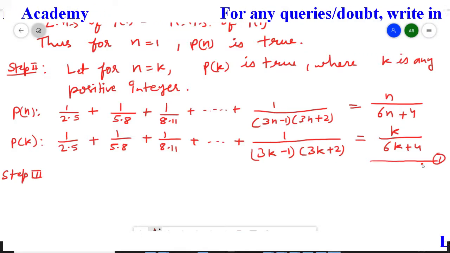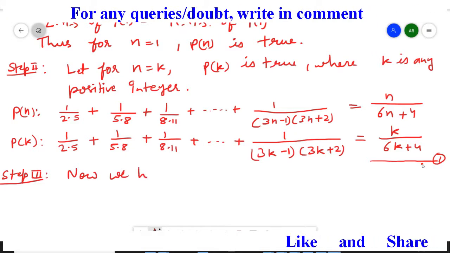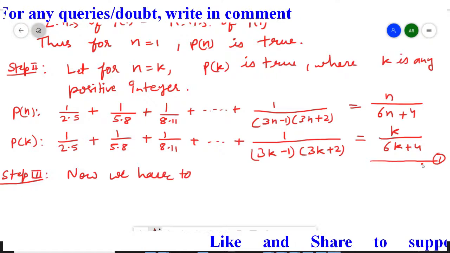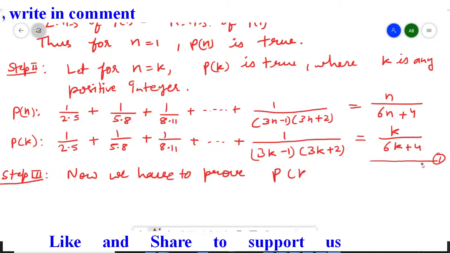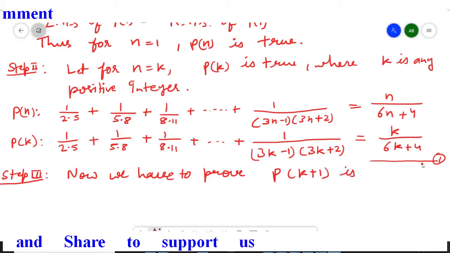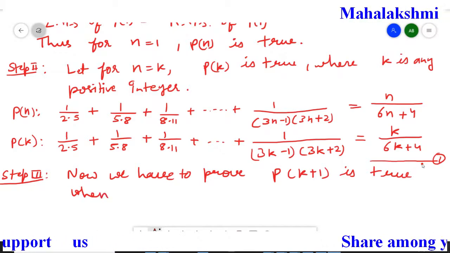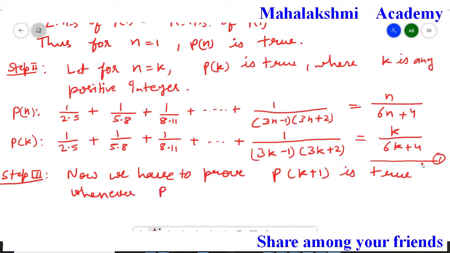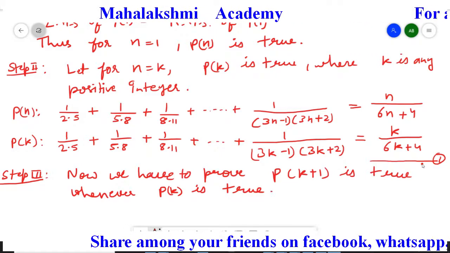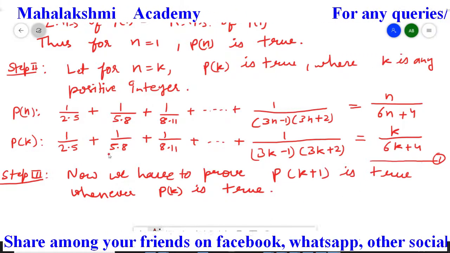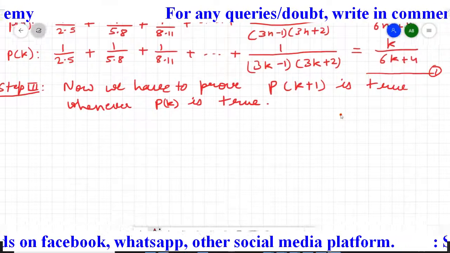Now we will start the step third. We will write down here. Now we have to prove pk plus 1 statement is true whenever pk statement is true. So first I am going to write down the pk statement. So this statement I am going to write down. Then with the help of this I am going to bring pk plus 1 is true. So it's going to be like this.